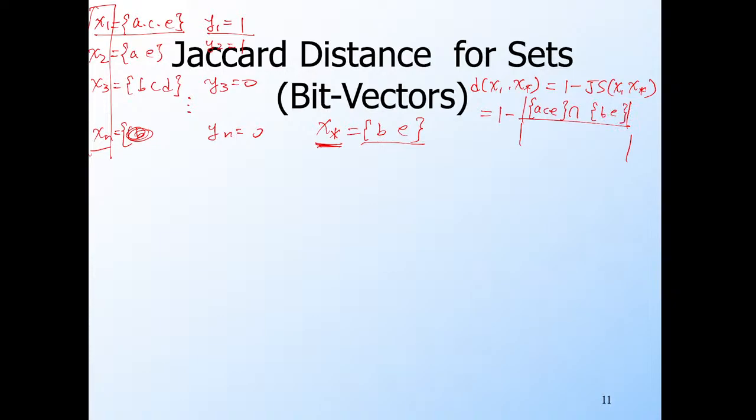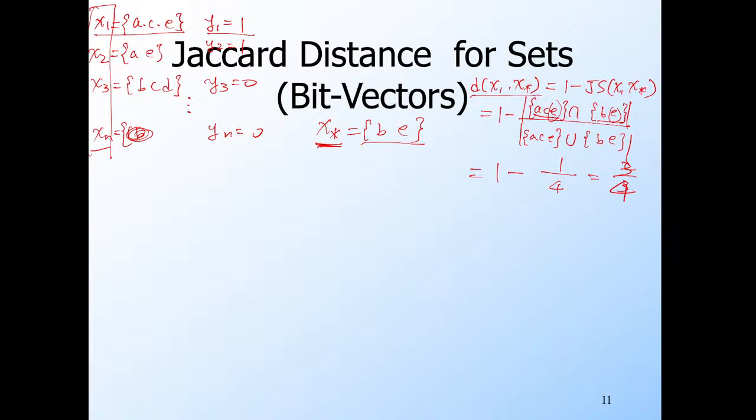And in the denominator, we should have ACE union B and E. So there will be 1 subtract ACE intersect BE. That gives us only 1, right? That will be just this E. And ACE and BE union, there would be ABCE, so that's 4. So it's 1 minus 1 over 4, I'm sorry, 3 divided by 4. So this is the Jaccard distance between x1 and x star.